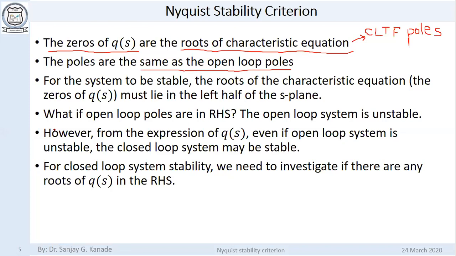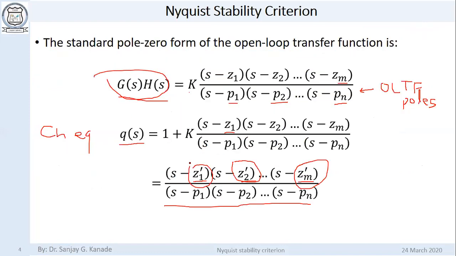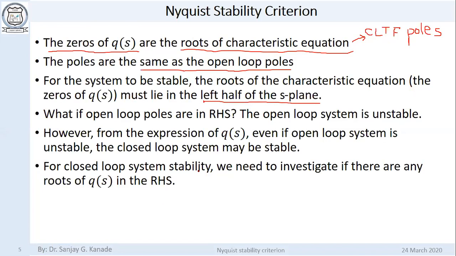And for stability, what we want, all the roots of the characteristic equation should be on the left half of the S plane. This is the condition for stability as usual. Means all the zeros of Q(S) must be on the left hand side. Means what? All these, this section on the numerator, this Zm, Z2 dash, Z1 dash, all of these should be on the left hand side.